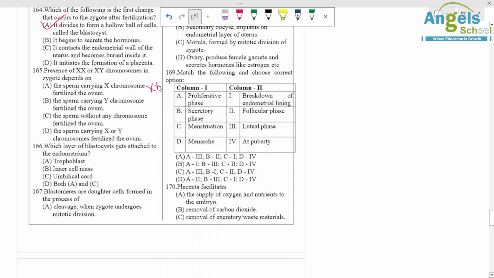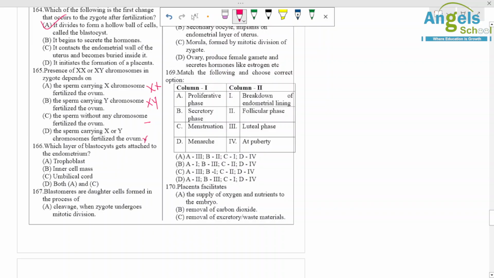The sperm carrying Y chromosome, the sperm without any chromosome. If sperm carrying Y, then only XY is formed. अगर कोई क्रोमोसोम नहीं है तो कुछ भी फॉर्म नहीं होने वाला है. रॉन्ग ऑप्शन है ये. द स्पर्म कैरिंग एक्स और वाई क्रोमोसोम फर्टिलाइज द ओवम.